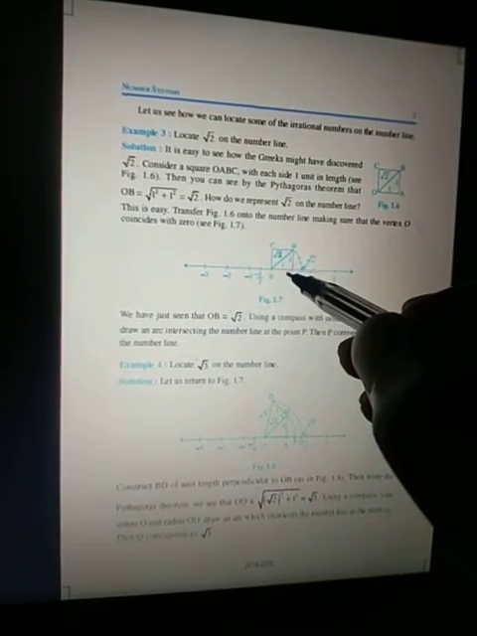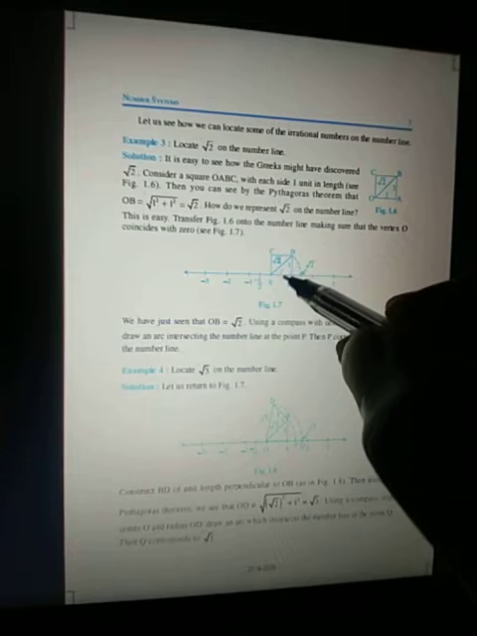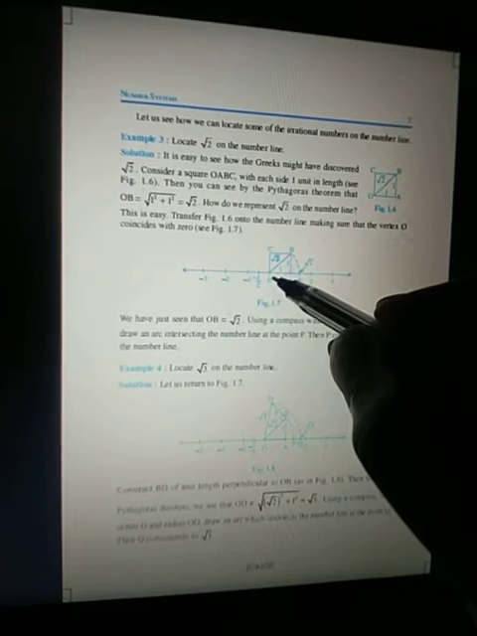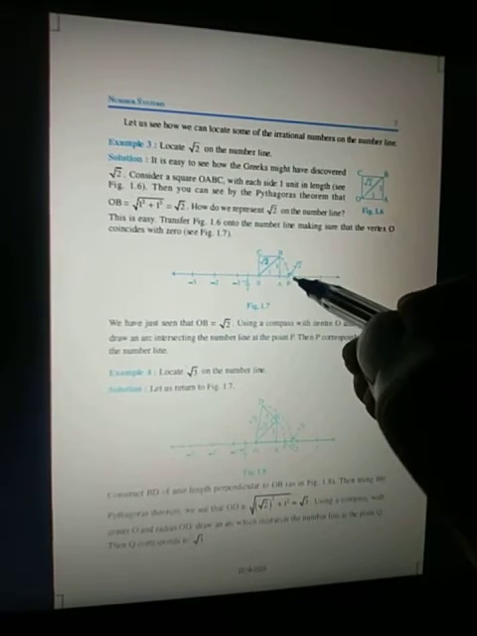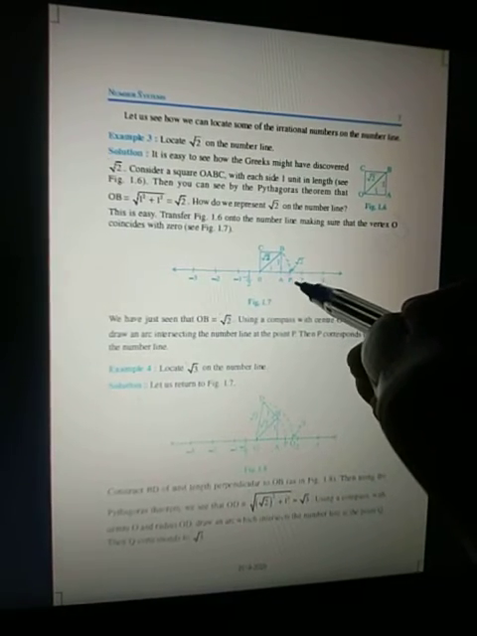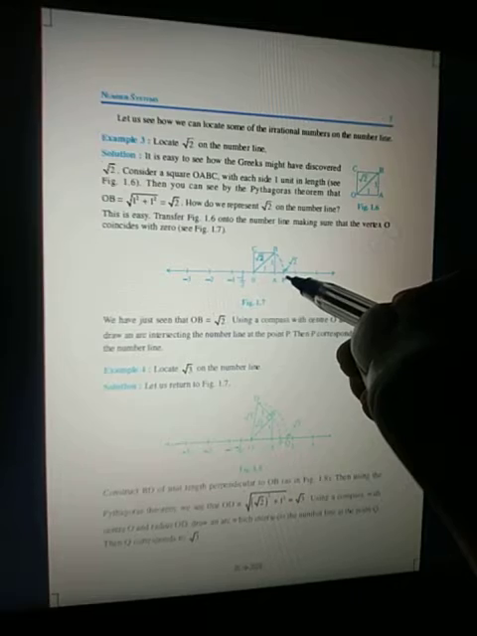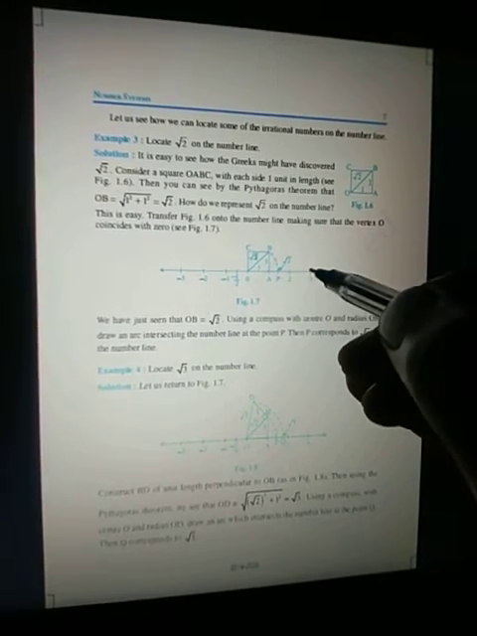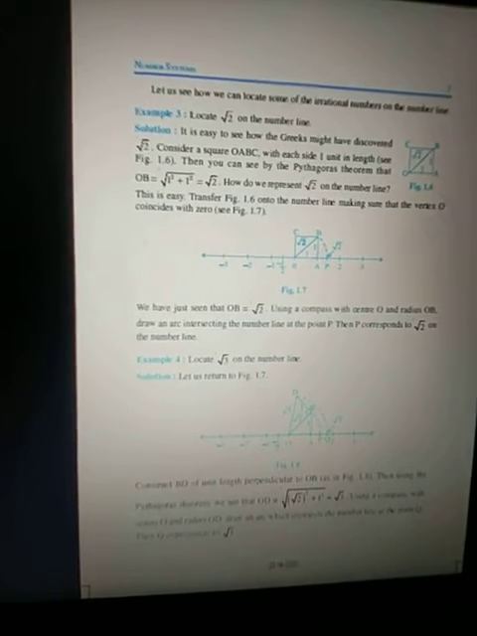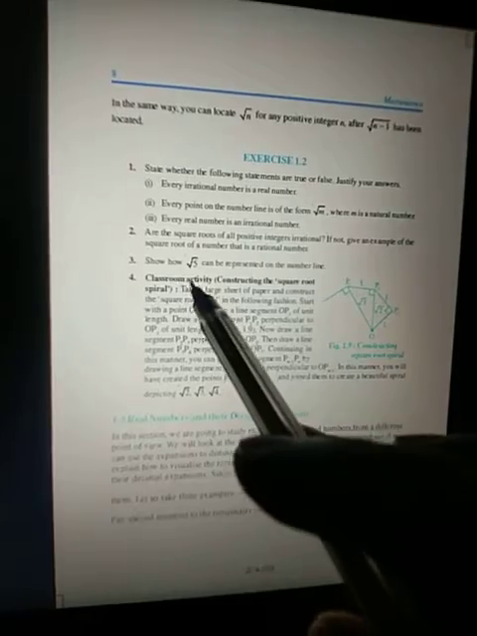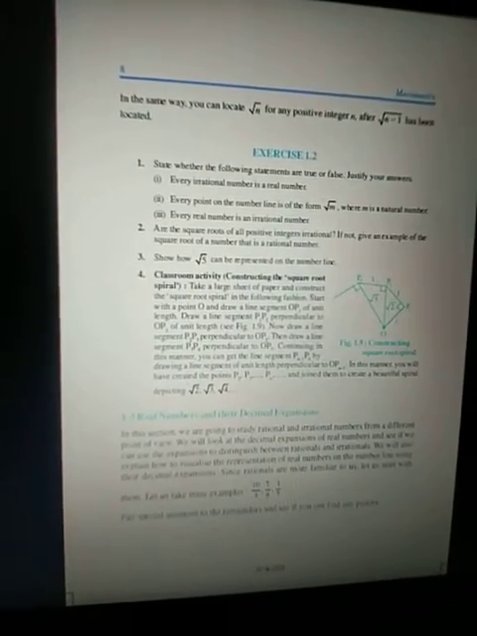Mark that point as B, then take 0 as the center, take the unit value 0 to B, and cut the point on the number line. This is the point, the value of root 2 on the number line. It is the same for root 3. I have solved root 5 in the previous one.